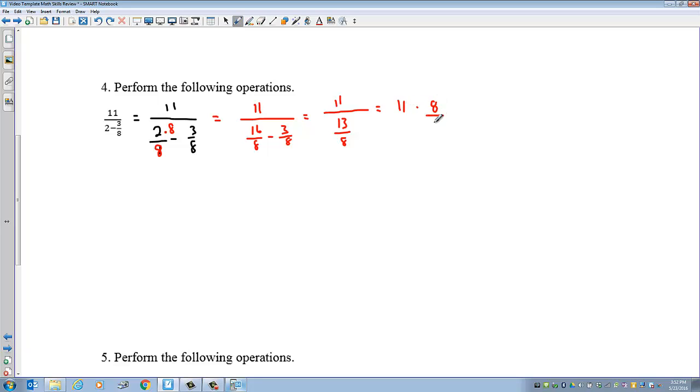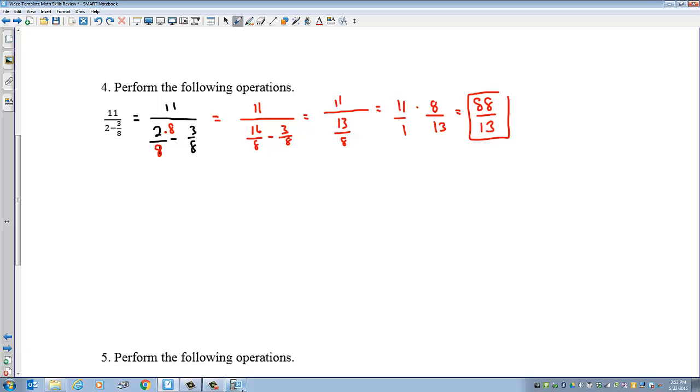So 8 over 13, which equals, so now when you multiply fractions, remember 11 is really a fraction, it's 11 over 1, you just multiply numerators and multiply denominators. So you get 88 divided by 13 for your answer.